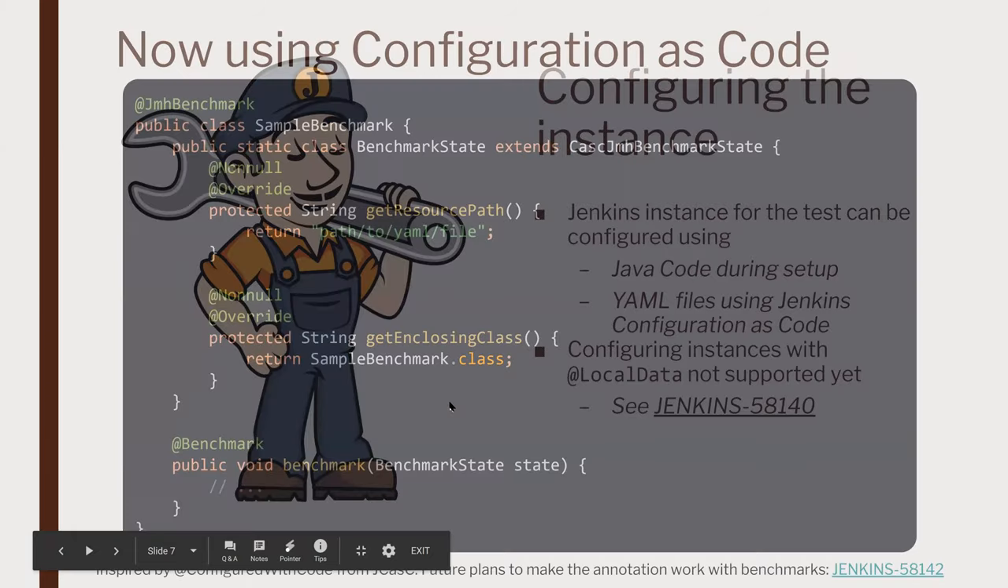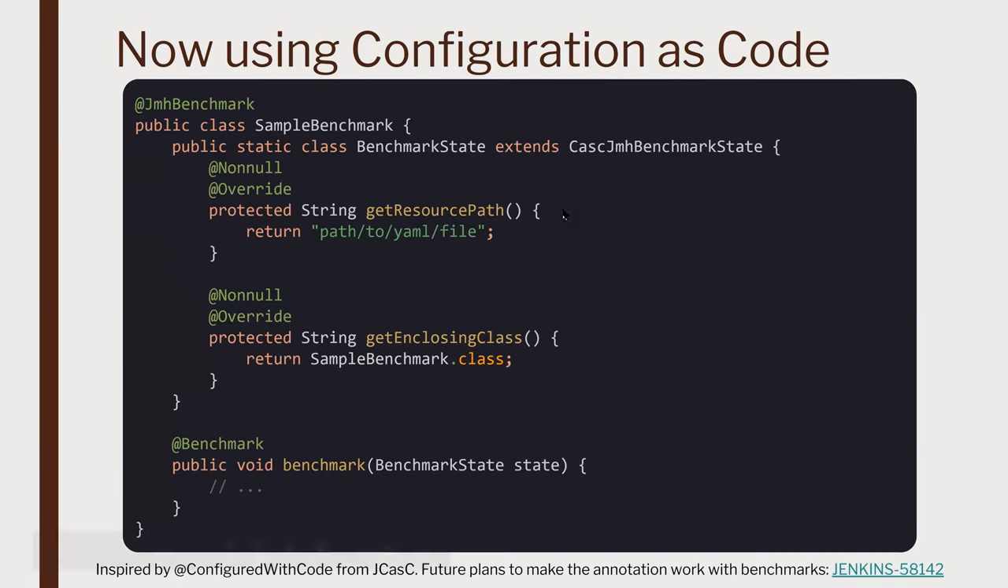Now, when we use configuration as code, we have to extend the CasC JMH benchmark state instead of just the JMH benchmark state, and you have to provide the path to your YAML file. This also provides you the setup and teardown methods, which you can override if you need to set up anything else. And you need to return the enclosing class, which is annotated by JMH benchmark. And your benchmark code goes here, just like it was previously.